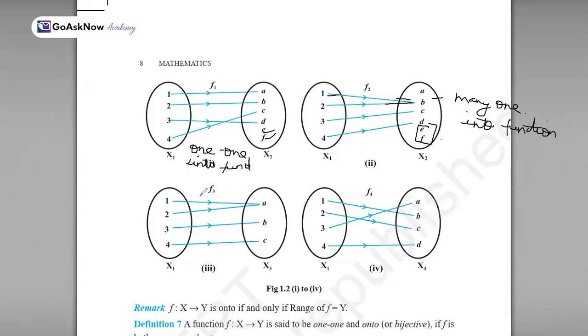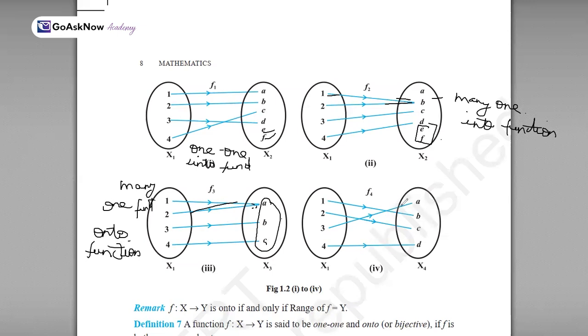Okay, so let's find out what the third function is. Here you can see that 1 and 2 are related to the same element in the set x2. So it is not a one-one function, it is a many-one function. But it is an onto function. Why? Because A, B, C are all related to some element. It is an onto function. Till now we have not got both the one-one and onto conditions.